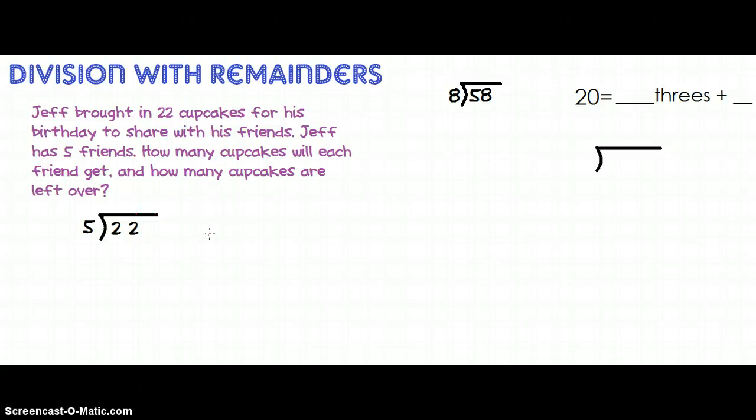Sometimes when I'm dividing a number, I'm not able to divide it into equal groups. I have some left over. Now the part that's left over is called a remainder. Let's look at this first problem.